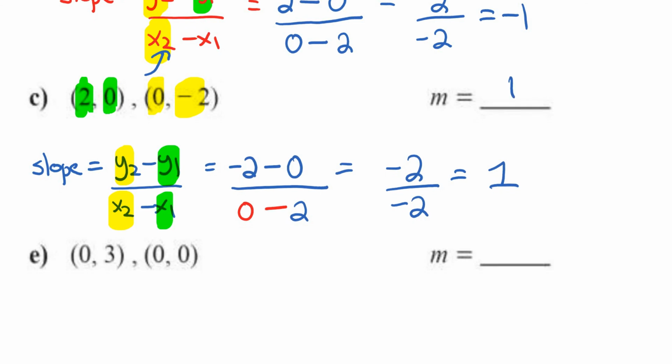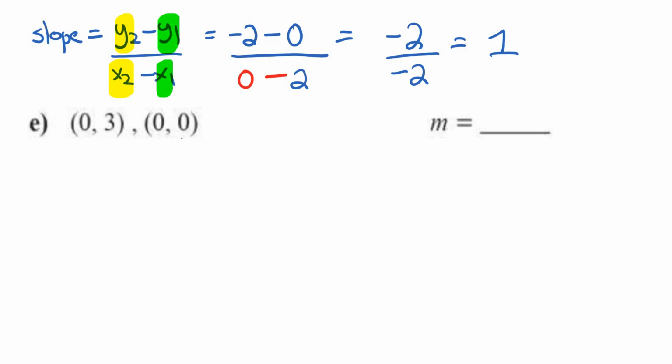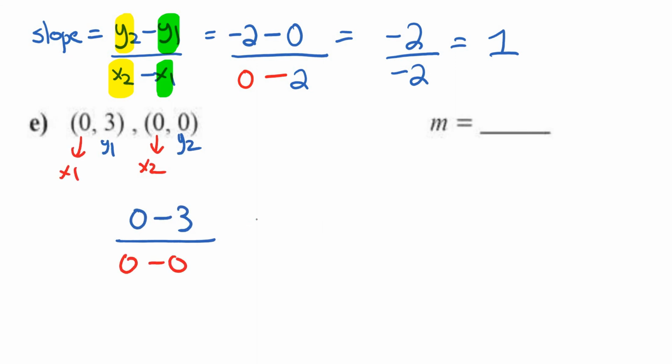Okay, and then finally, let's do letter E here. This is my y2, this is my y1, so y2 minus y1 is 0 minus 3, and this is going to be my x2, and this is my x1, right? So it's going to be 0 minus 0. Now 0 minus 3 is going to be negative 3, and 0 minus 0 is 0. Now you can't divide by 0, so this is your undefined slope. Okay, so there is no slope for that one. And that's it for question 6E.